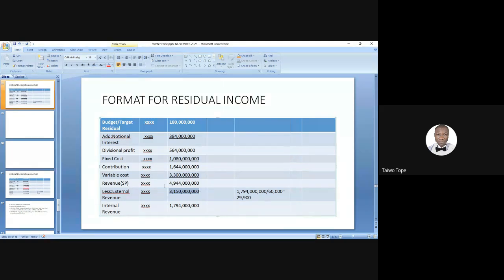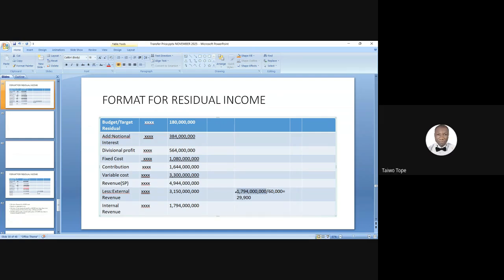So your overall revenue, 4 billion 944 million, minus 3 billion 150 million will give you your internal revenue that you should generate based on the 60,000 tires that division X will give to division Y. But the question is asking us, what is the price for one tire? How many tires are we giving to division Y? 60,000 tires. How much will one cost? We divide it.